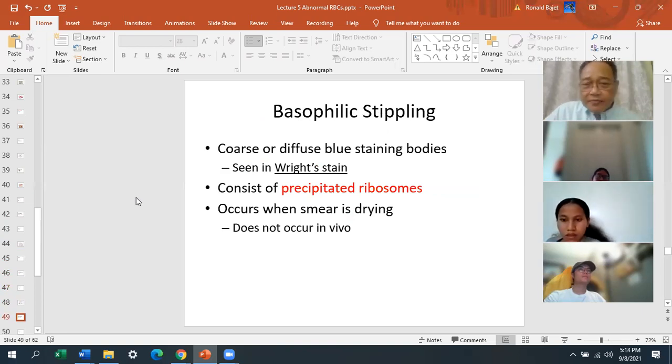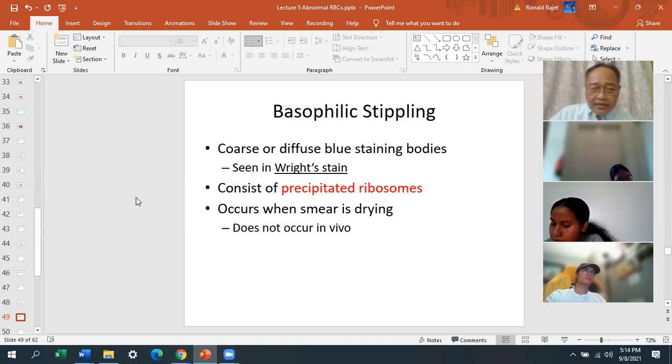Basophilic stippling is important to note. It's very reportable. That's what's seen on Wright stain, and basophilic stippling is precipitated ribosomes. So you've got denatured DNA, you've got iron, and then you have precipitated ribosomes. Make sure you know what the inclusions are made of, because you're going to be asked. Basophilic stippling is precipitated ribosomes, seen under Wright stain.